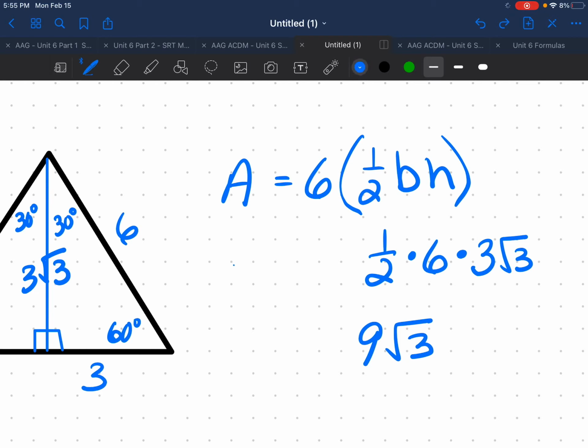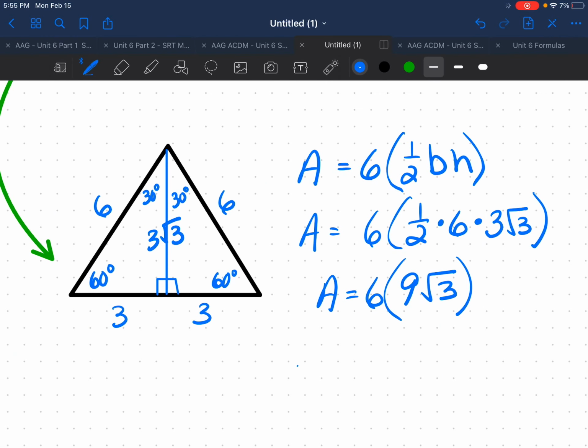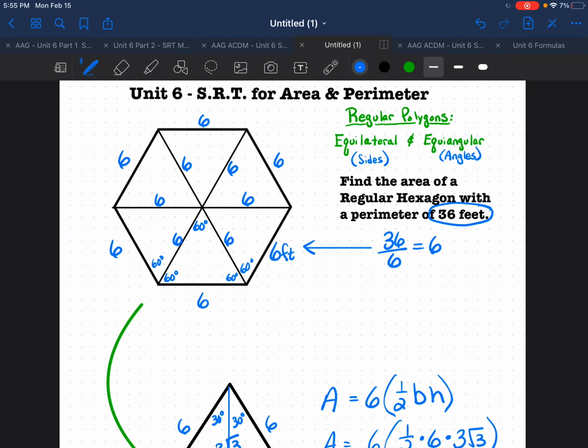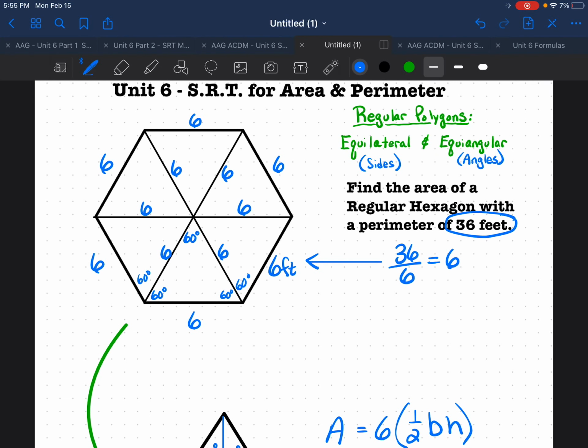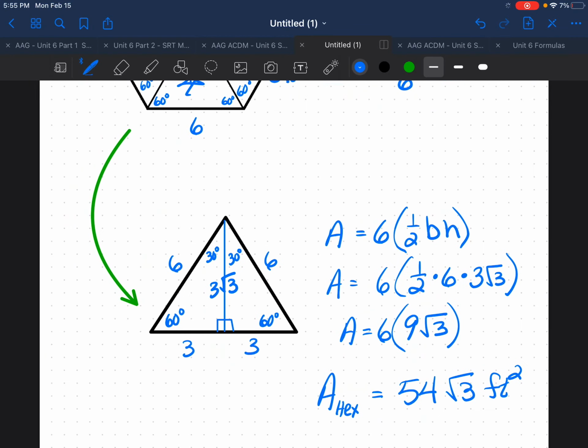So here we go. Let's finish this up. If one of those equilateral triangles was 9 radical 3, then the area of the hexagon will be 54 radical 3 feet squared. So in summary, we took our regular hexagon, we drew the 3 diagonals and split it up into 6 equilateral triangles. We found the area of 1 equilateral triangle, and then we multiplied it by 6. All right, ladies and gentlemen, I hope this makes sense. I will talk to you soon.